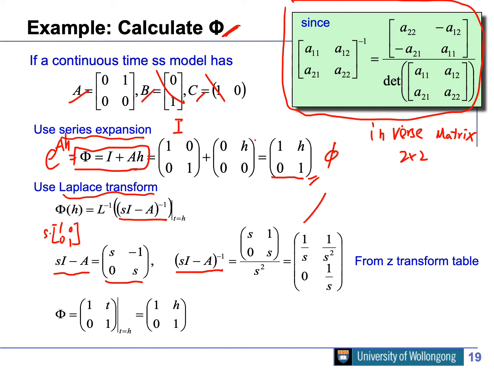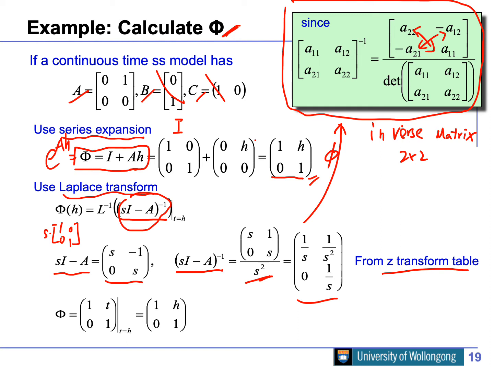So we use that kind of table when we do inverse. It's over the determinant, and you swap these two and put a negative value over there. Oh, you don't swap those two, sorry. You just put a negative value over there. And this is that. So this is the inverse of SI minus A. After that, we check the Z transform table or Laplace transform table.